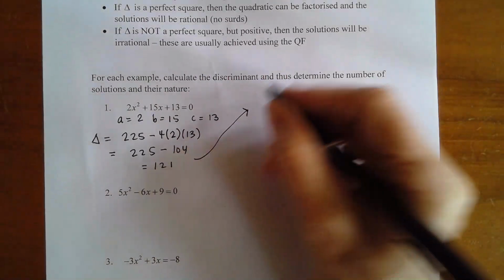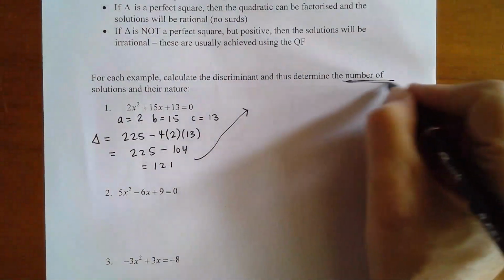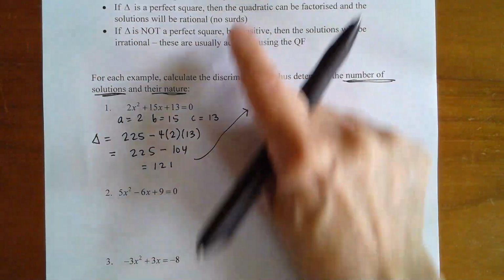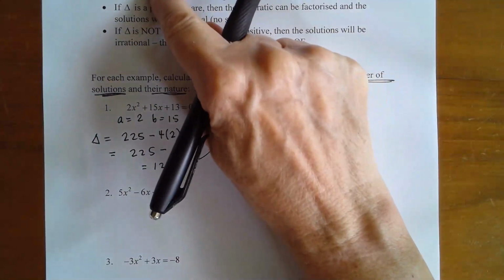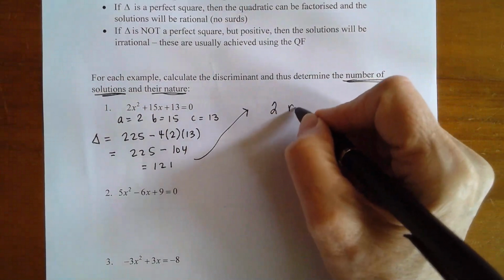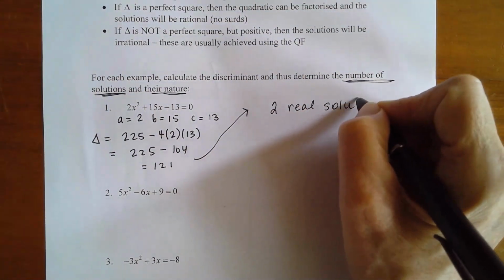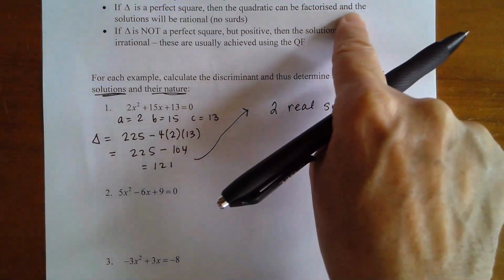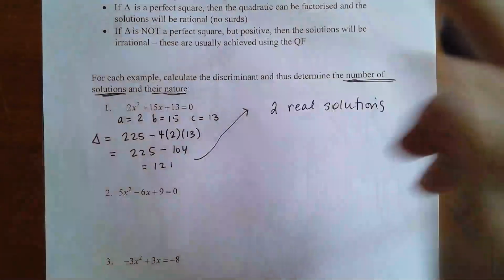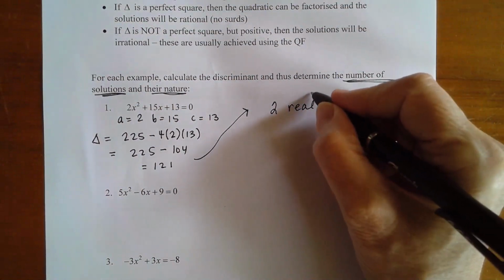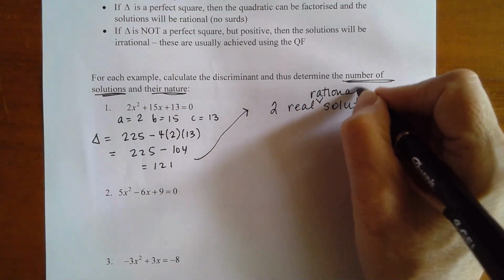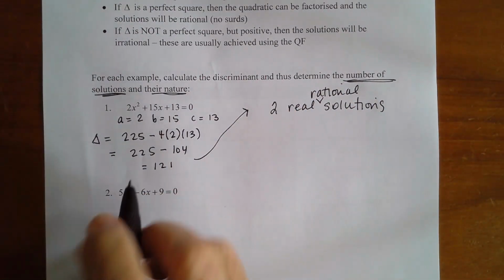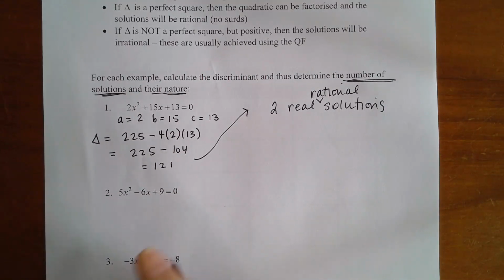And I would state then the answer, the number of solutions and their nature. Well, the number of solutions is up here. The discriminant is positive, so it has 2 real solutions. And it is a perfect square, so the quadratic can be factorized and the solutions will be rational. Rational just means I can write them as a fraction and that there aren't any surds in it. Okay, let's try this one. You can turn off the video if you want and try it, and then come back and look at it.